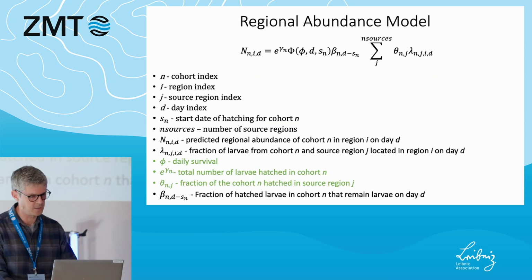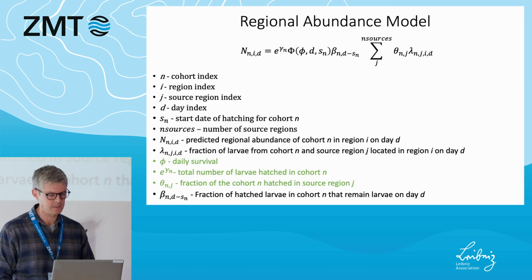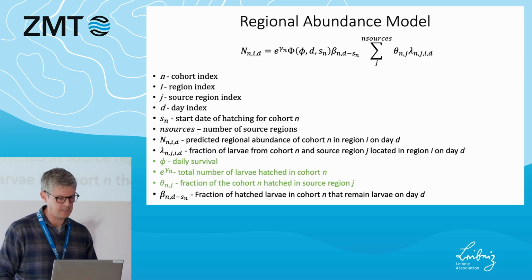So that's used in our regional abundance model as this lambda. It's the mapping from hatching locations to subsequent locations and times. And then the unknown things in this equation are the daily survival and essentially the number hatched in each region, which is broken up into 2 terms for the statistical modeling.